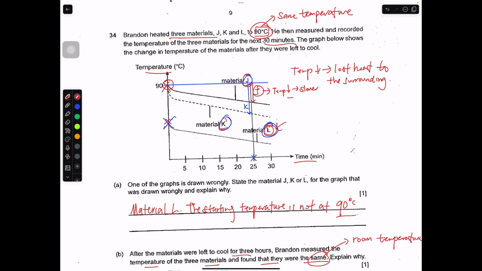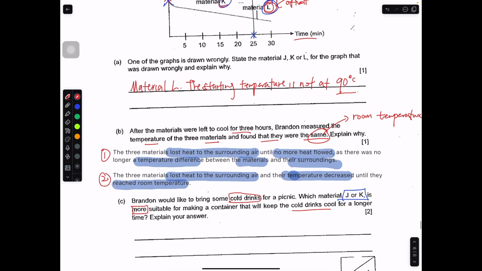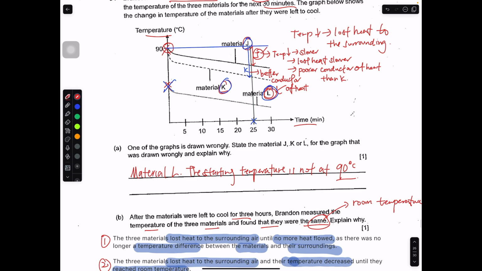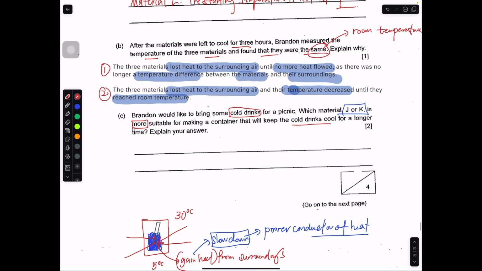That is because the material loses heat slower. So if that's the case, this must be a poorer conductor of heat than K. K is the better conductor of heat. So this is actually how you can explain this part. Between these two, we will definitely choose J, because J is the poorer conductor of heat. So you can use this.